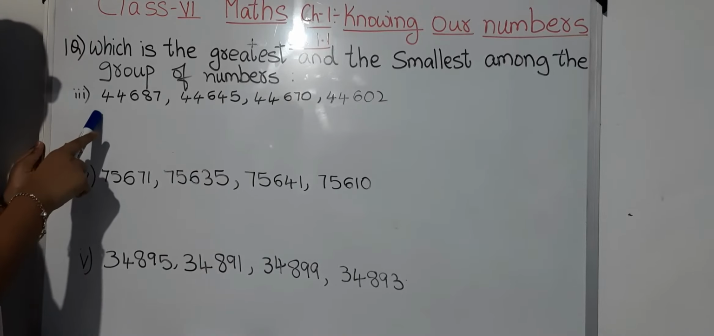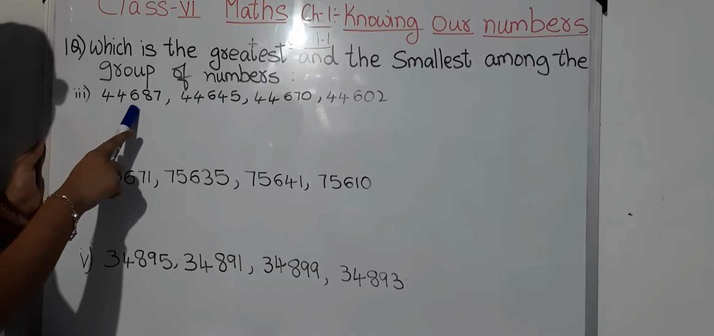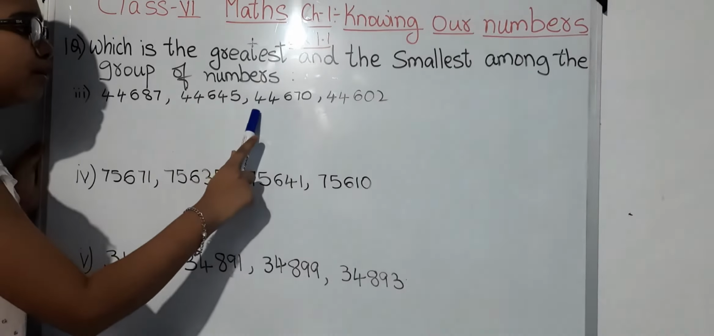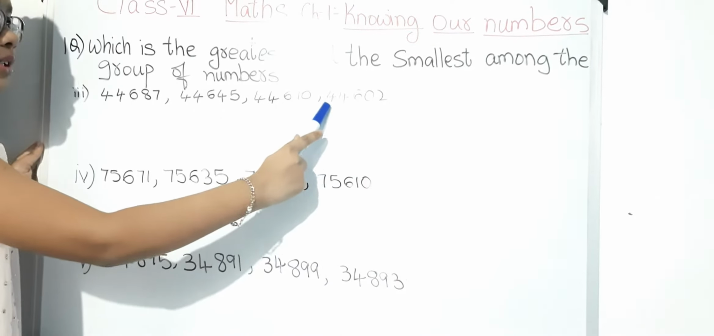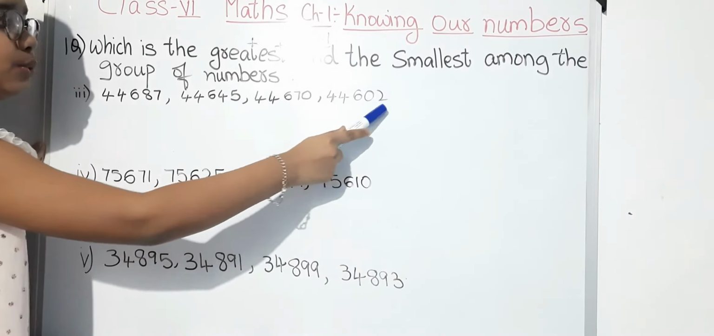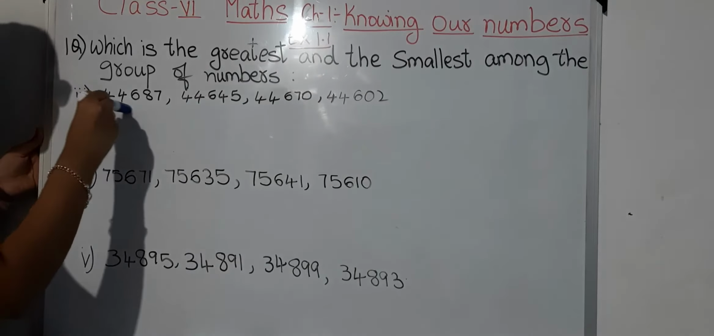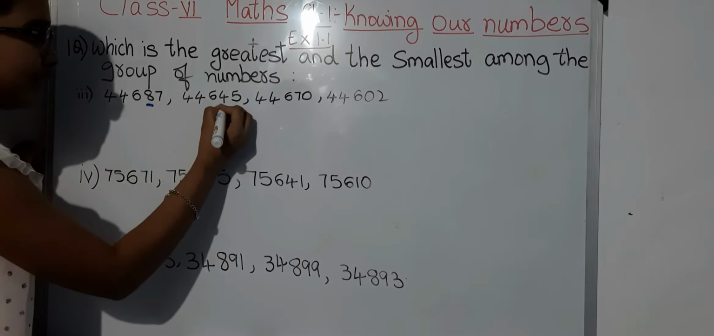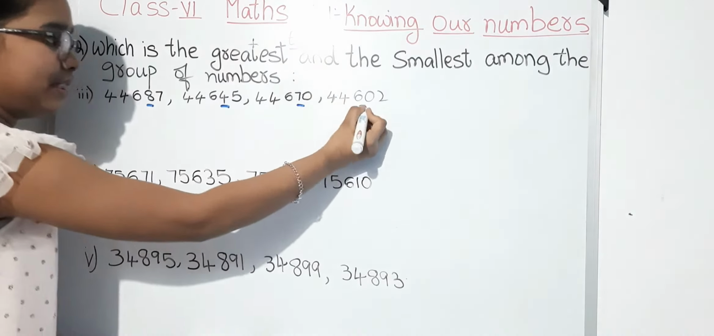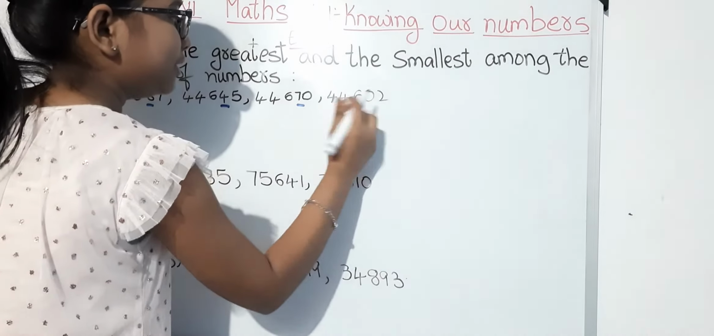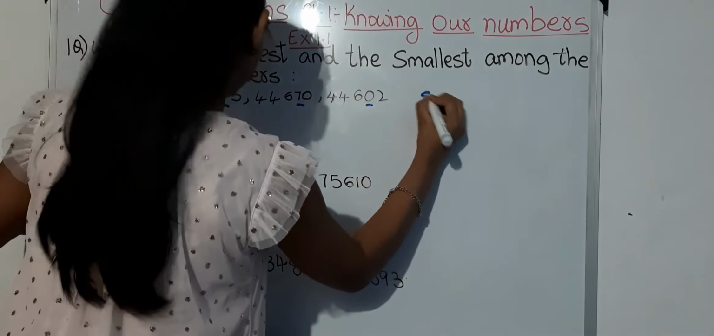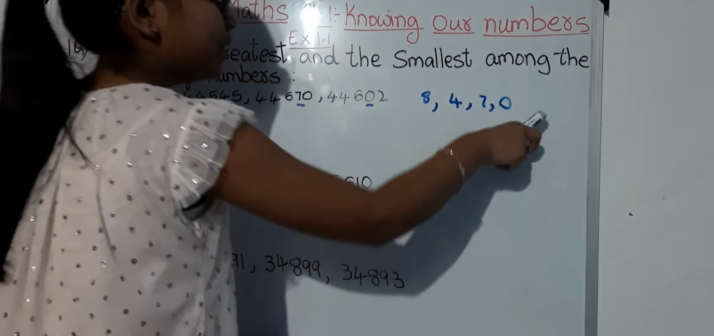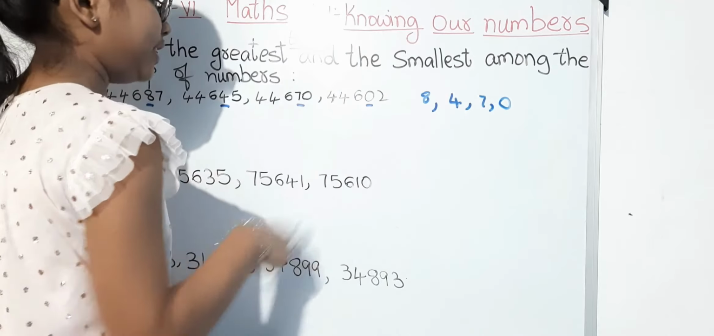Now the third one is 44,687, 44,645, 44,670, 44,602. In this, the first three digits are the same. So we have to compare the fourth digit, which is 8, 4, 7 and 0. In this, which is the greatest number? 8 is the greatest number.